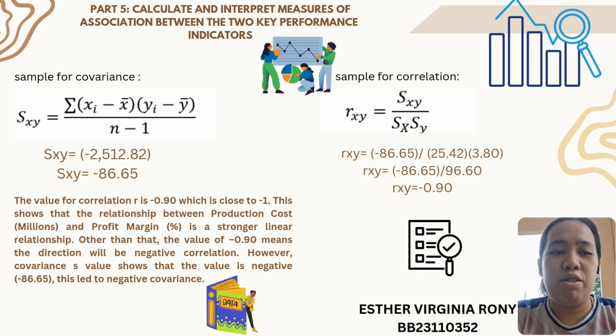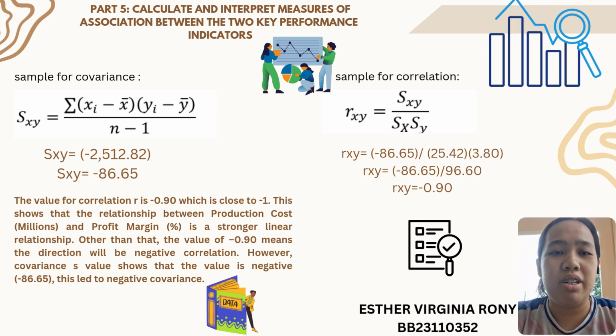Hello to Ms. Chua. My name is Esther Rony and my matrix number is BT2330352. Today I will present chapter 5, which is covariance and correlation coefficients. First, to calculate covariance, we need the mean. Here the mean for production cost is 49.47. However, the mean for profit margin is 24.72.